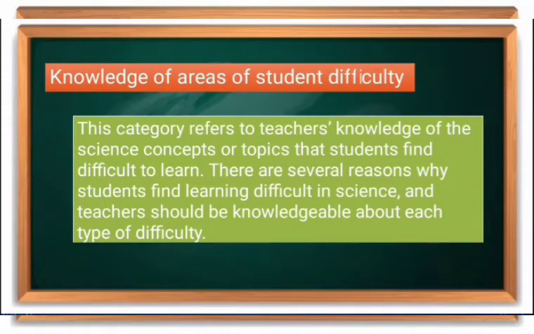Knowledge of areas of student difficulty. This category refers to teachers' knowledge of science concepts or topics that students find difficult to learn. There are several reasons why students find learning difficult in science, and teachers should be knowledgeable about each type of difficulty.